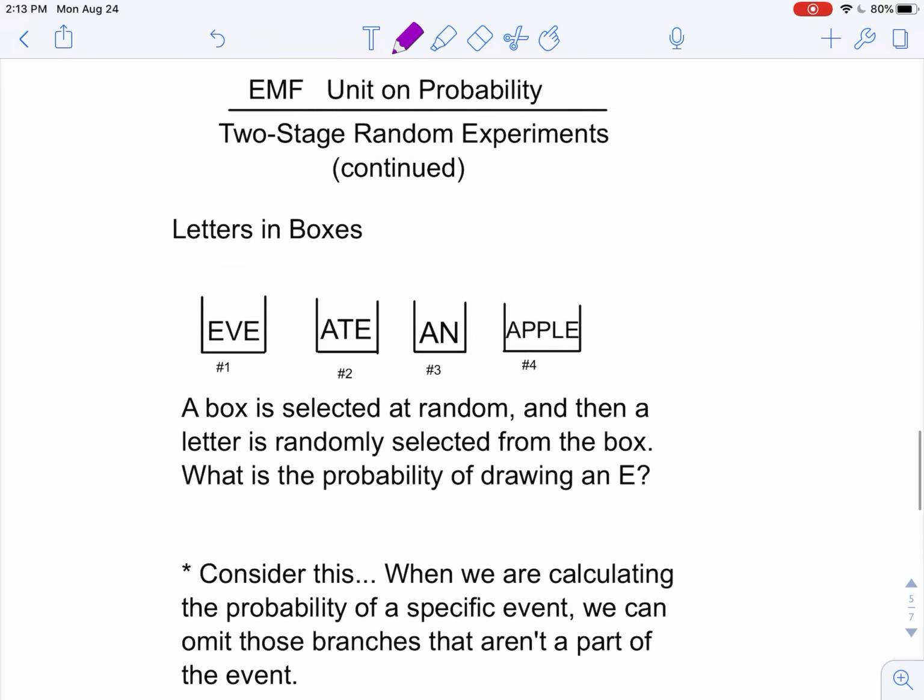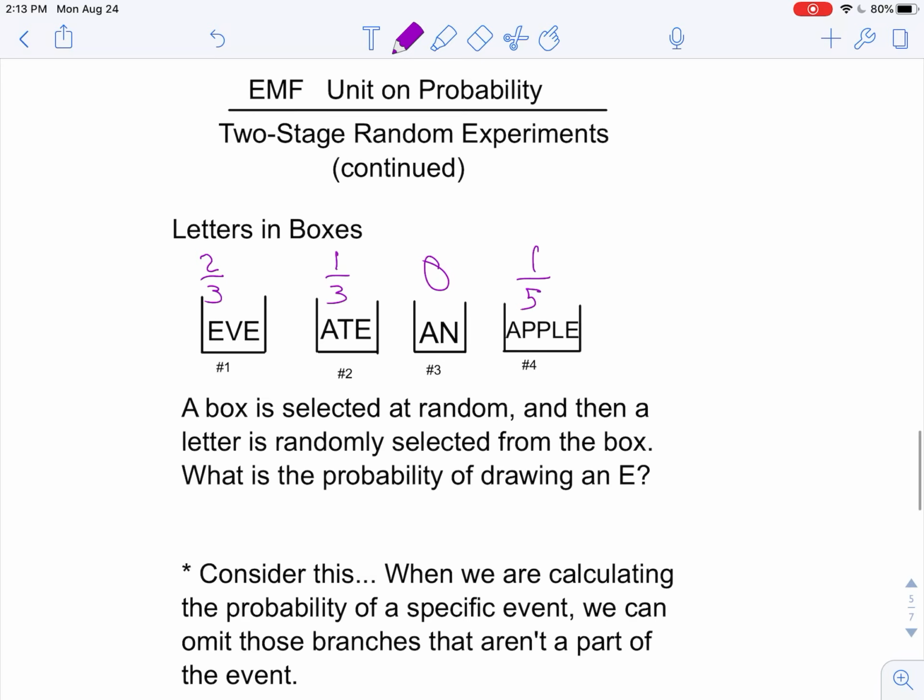Yet another two-stage random experiment that you're asked to consider is this idea of letters in a box. So, a box is selected at random, and then a letter is randomly selected from the box. So it's the probability of drawing out an E. Well, this is pretty easy on this one. I know this one's 2/3. This one's got to be 1/3. This one's nothing. This is a probability of 0. It's impossible to draw out an E from this one.